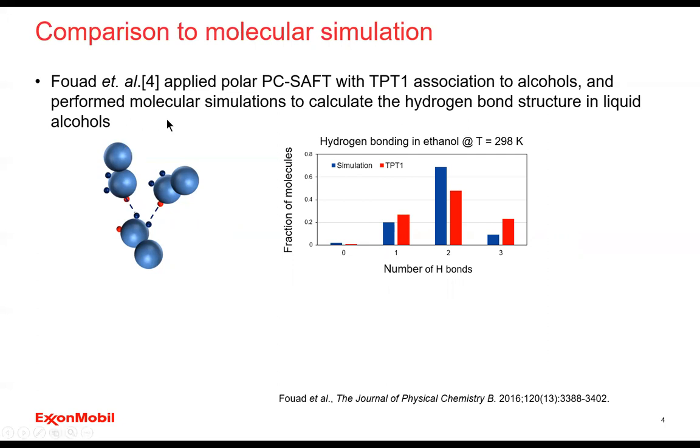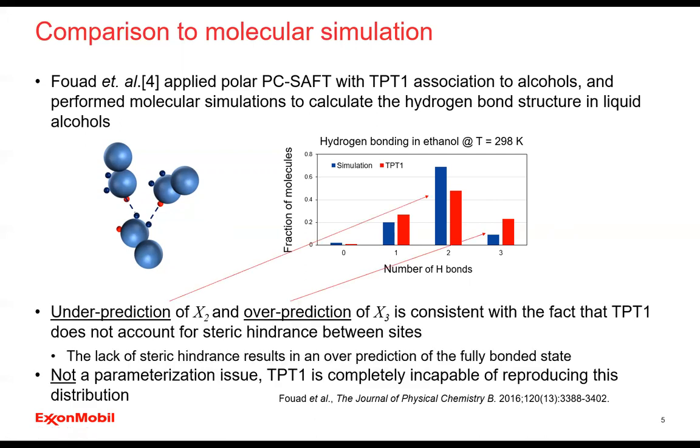Fowle et al. applied polar PC-SAFT with the TPT1 association to alcohols and performed molecular simulations to calculate the hydrogen bonding structure in the liquid. And this is what we're showing here. This is hydrogen bonding in liquid ethanol at 298 Kelvin. This is the fraction of molecules which are bonded 0, 1, 2, or 3 times, and this is the number of hydrogen bonds. Here the blue are the molecular simulation results, and the red are the TPT1 predictions, where the TPT1 itself was parameterized to VLE data.